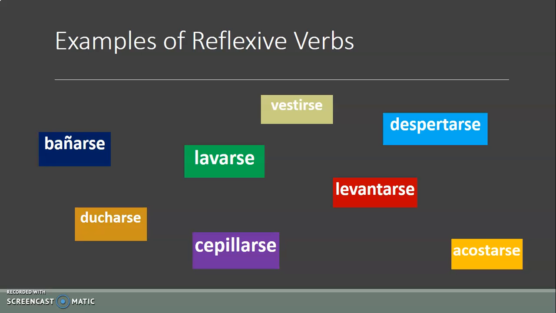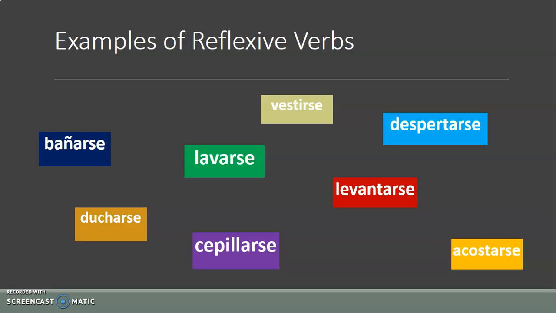But lavarse is used when there's another object of the action, but that belongs to us. So for example, to wash ourselves, not necessarily ourselves as in our bodies, but what about washing our faces? What about washing our hands? What about washing our feet? It could be anything, any body part about us. That's when we use lavarse.